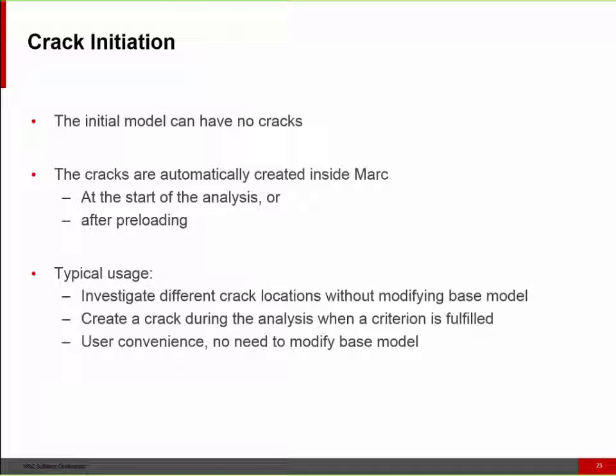In Marc, we don't have to create the initial crack in the initial mesh. This gives us a lot of flexibility. For example, we can initiate the crack after preloading instead of at the start of the simulation. We can also change the crack locations easily for what-if studies.